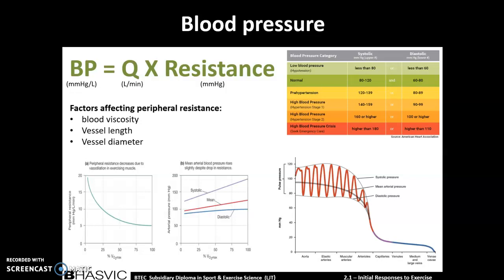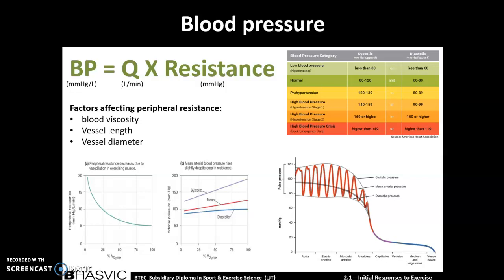So if the blood is thicker, then it'll be harder to flow and flow slower. Therefore, it's more likely that more blood will build up, causing the blood pressure to increase as it can't flow as quickly as normal. Vessel length also affects it, as well as vessel diameter.